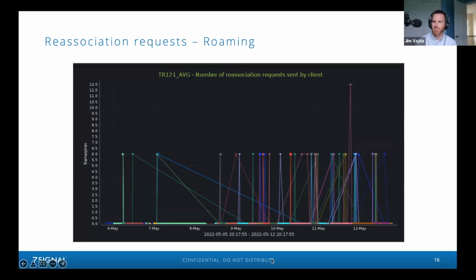Yeah, this is useful. It definitely needs some context. You have to know if the device was mobile or not. But if it's not, and we see a lot of reassociation requests going on, then maybe something's going on there that needs some additional troubleshooting.